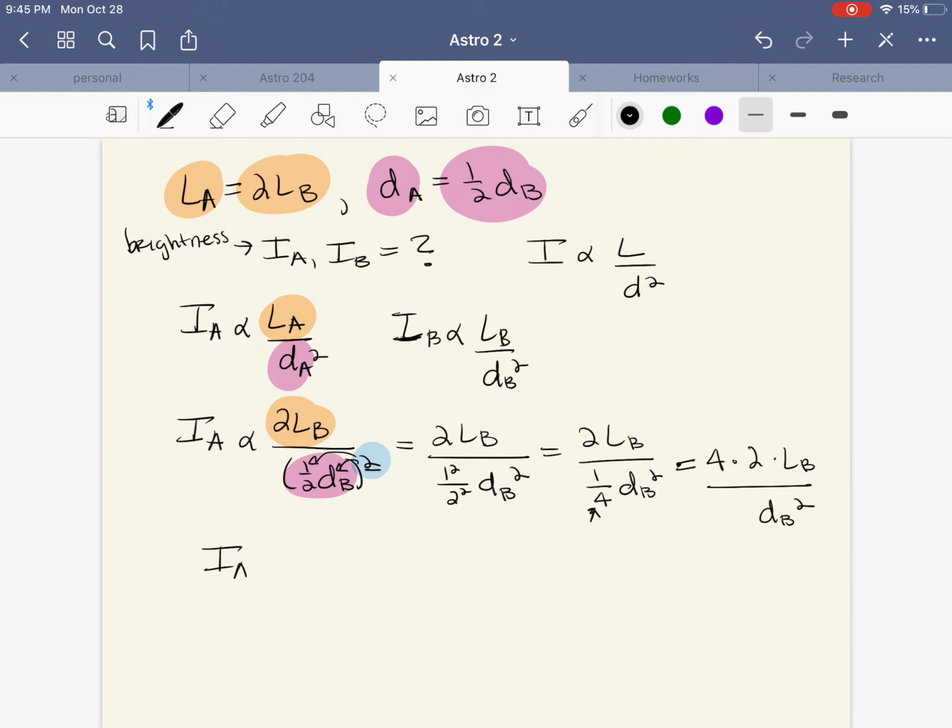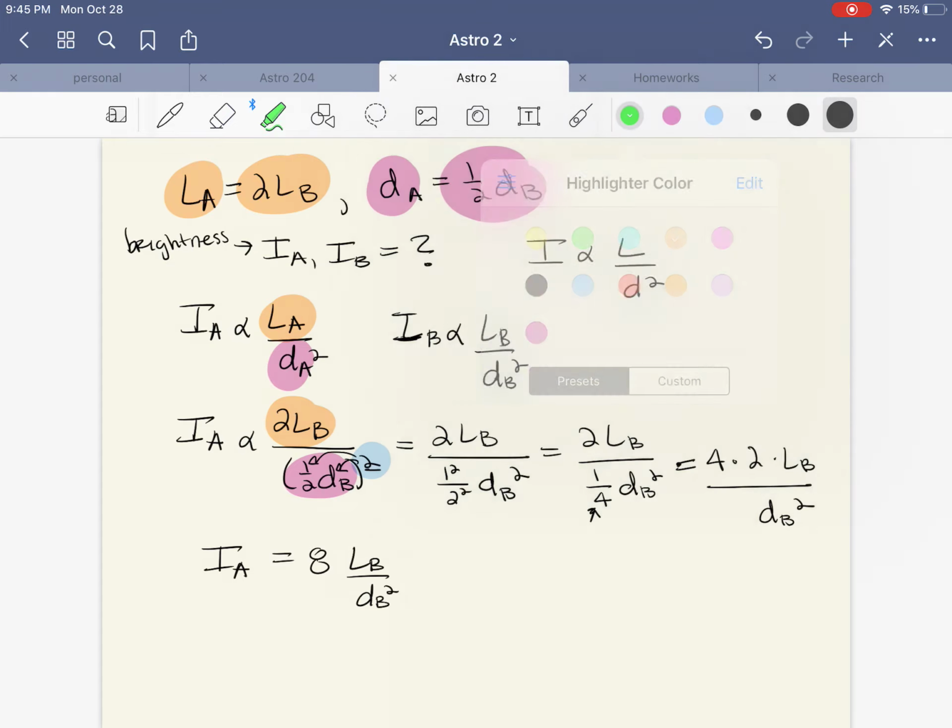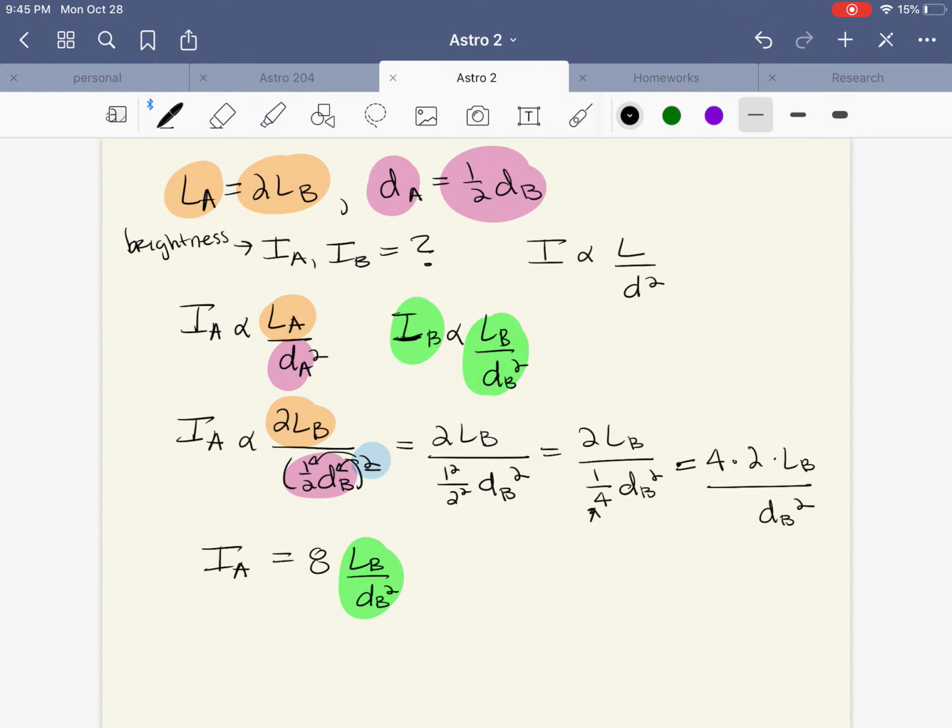So here down I've got brightness of A is 8 times the luminosity of B over the distance to B squared. And I can say that this is equal here to this. So that gives me 8 times the brightness of B. So I get the brightness of A is 8 times the brightness of B. Okay, and that is problem 1, the ratios.